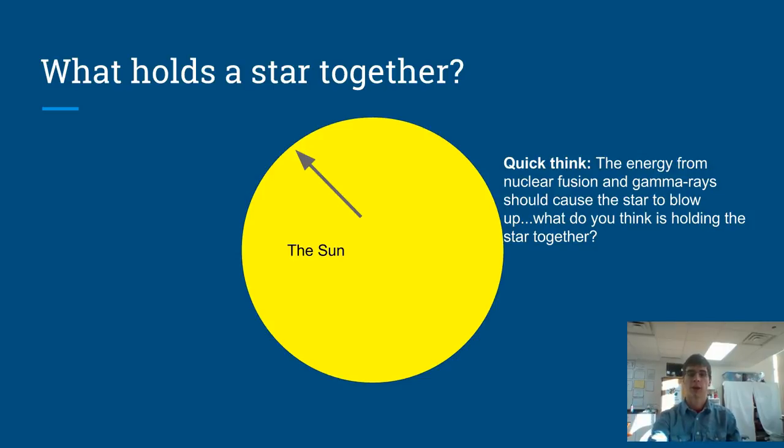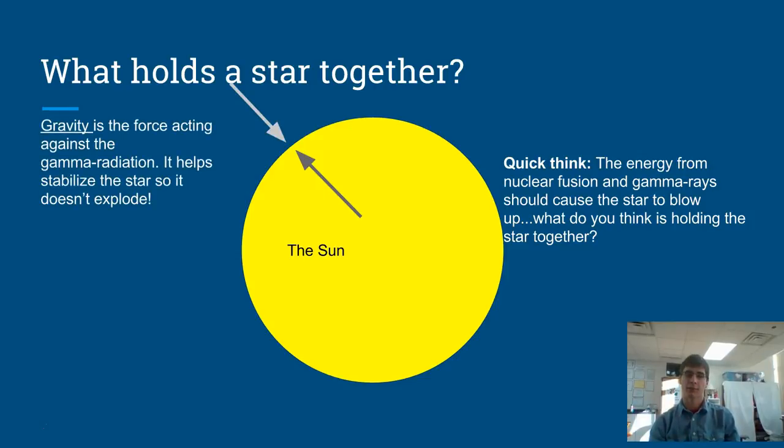But it turns out what it is, is gravity. Gravity is acting against gamma radiation. All the mass of the star has a lot of gravity, and it is trying to essentially crush the star down, while the nuclear fusion reactions are trying to blow the star up. These two forces are constantly battling, and in a main sequence star, they've reached this equilibrium where it's actually very stable. It knows exactly how much energy is going out, and it's balanced by the gravity pulling it in, and it doesn't change size. That's what holds a star together.